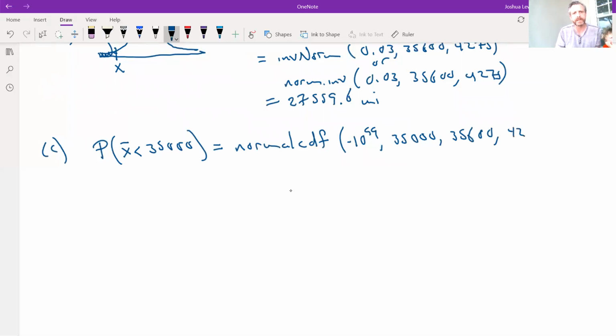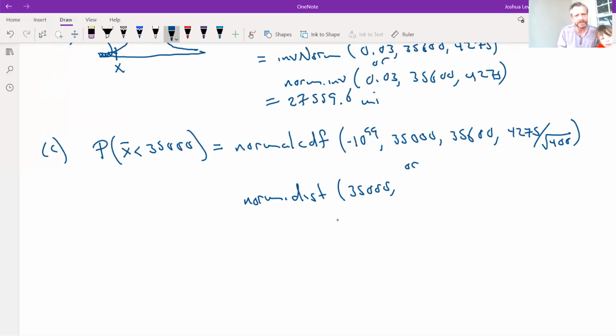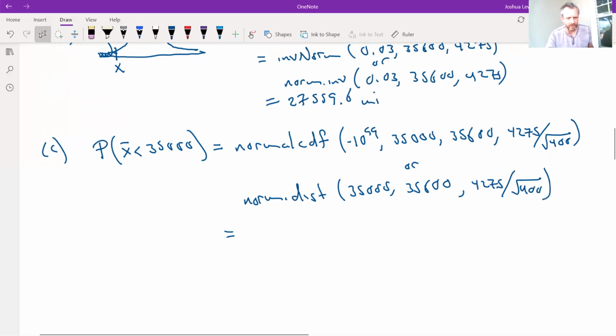And then that standard deviation, be careful because we're dividing, right? This is the sampling distribution. And you've got 100 cars. And so I'm going to divide by the square root. And here, this might seem like a cheap shot, but 400, right? Because we've got 100 cars, 4 tires each. So there we go. Or if you're using Excel, norm.dist 35,000, 35,600, and then 4275 divided by the square root of 400. Okay, and so let's see what we get.